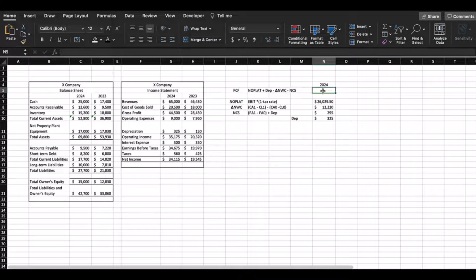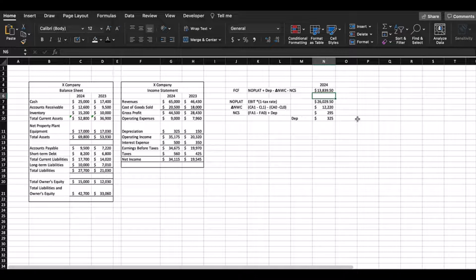So now that we have everything we need, we can just plug these into the equation and solve for our free cash flow. So we can take our NOPLAT plus depreciation minus our change in net working capital and minus our net capital spending. So we can see the X company has a free cash flow of almost $14,000.